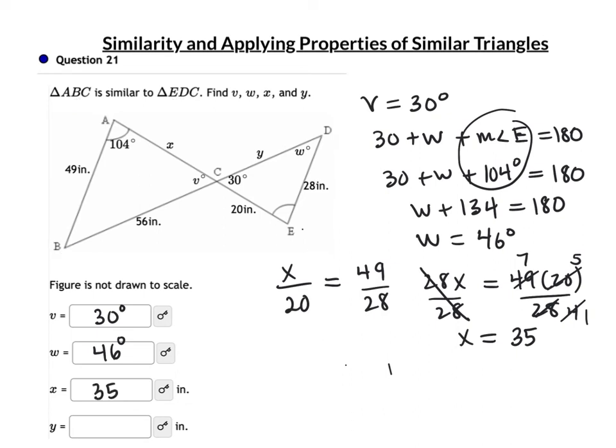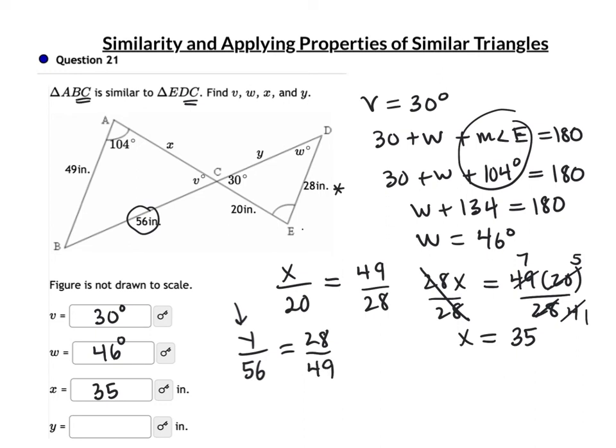Now let's find y. Y is DC, that's the last two. It corresponds with BC, which is the 56. Y is to 56, as... I need two lengths that will work with me. I have to go back to the triangle with Y in it because I started with Y. I'm going to grab the 28, and I already figured out that the 28 corresponded with the 49.